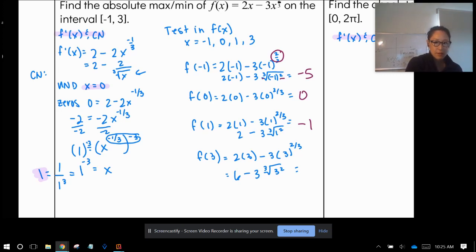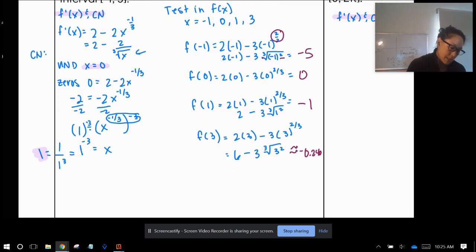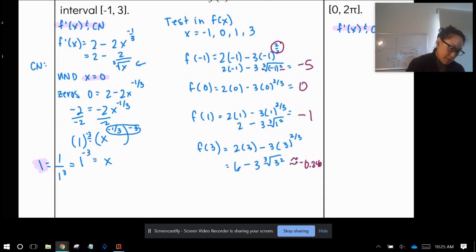I get 6 minus 3 times the cube root of 3 squared, or cube root of 9. So this is about equal to -0.240, to 3 decimal places. Okay. So who wins? We have an absolute max and an absolute min.